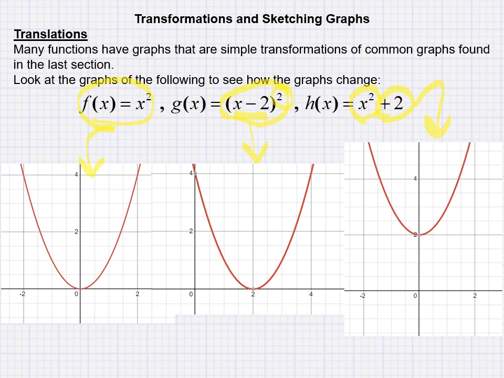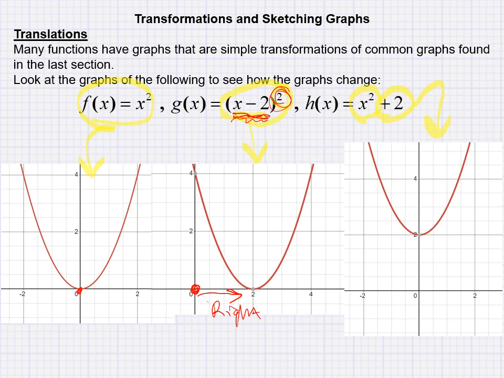Now, the first one is just your basic x squared function. It's got the U shape to it. The vertex of the U is right here at the origin. Then we have the (x minus 2) squared. Now, the x minus 2 is happening before we square it. And notice what happens. Here's the origin right here. We moved 2 units to the right. So subtracting 2 inside the square moves this 2 units to the right.